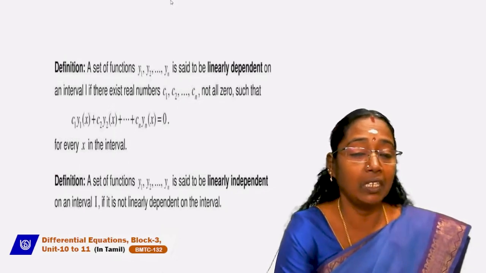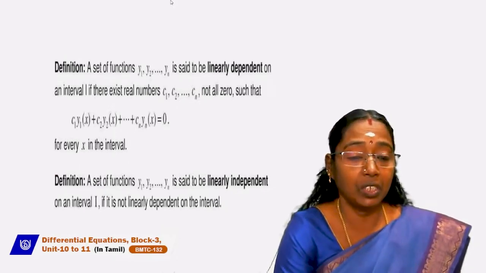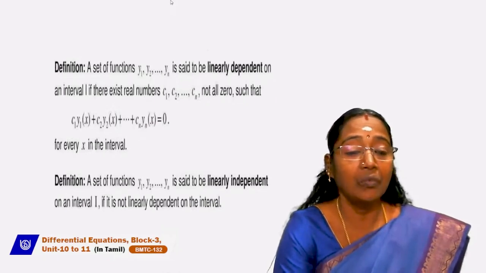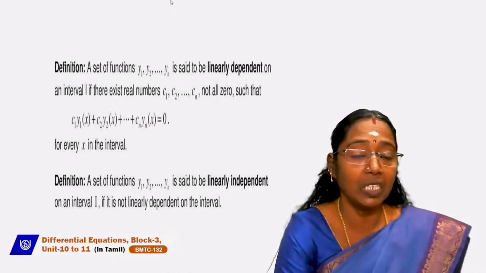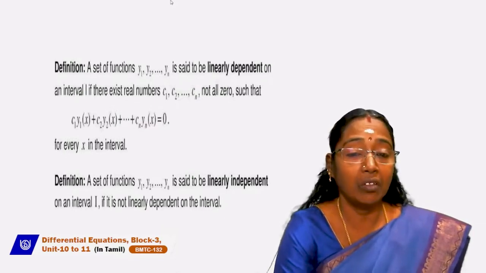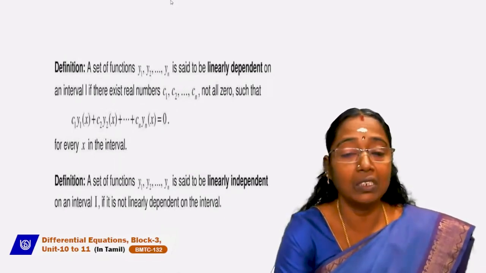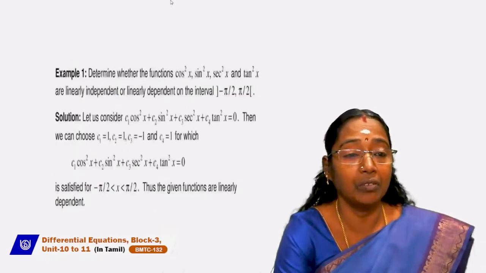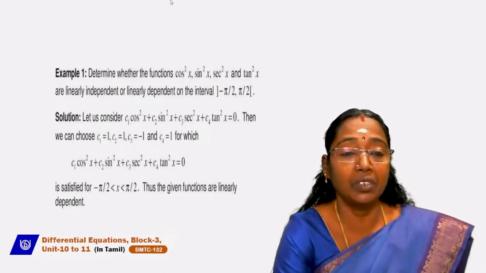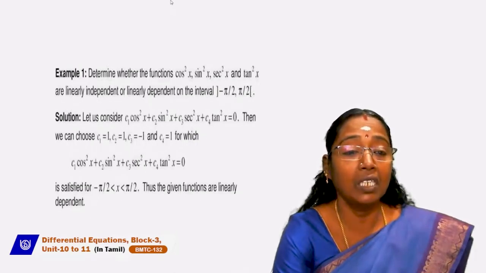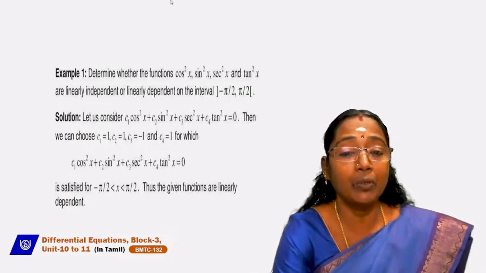Now we come to the linearly independent definition. A set of functions y1 etc. yn is said to be linearly independent on an interval I if it is not linearly dependent. For linearly dependent, the necessary condition is that the constants are not all 0. For linearly independent, all the constants must be equal to 0, then it is called a linearly independent set of functions. Now example: determine whether the functions cos squared x, sin squared x, secant squared x and tan squared x are linearly independent or linearly dependent on the interval minus pi by 2, pi by 2.